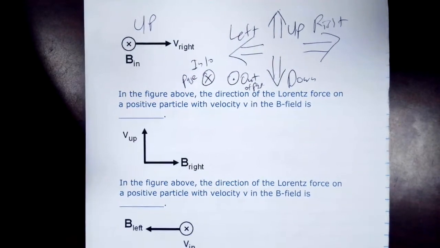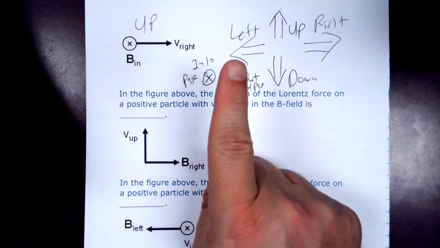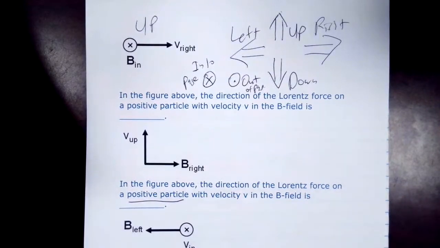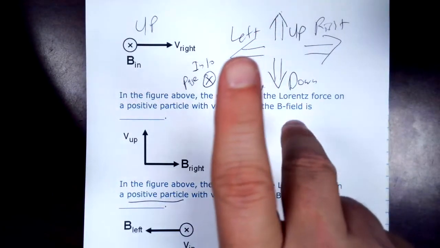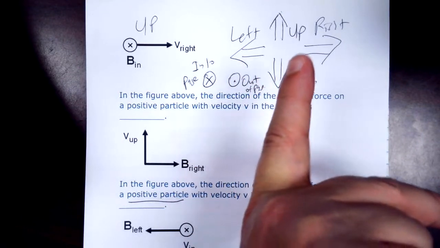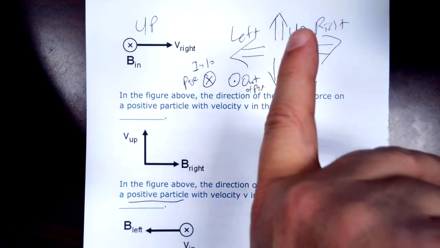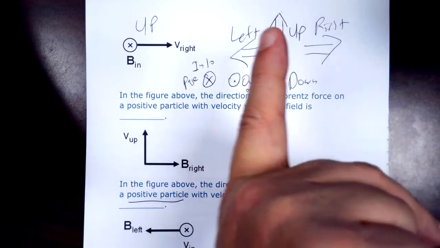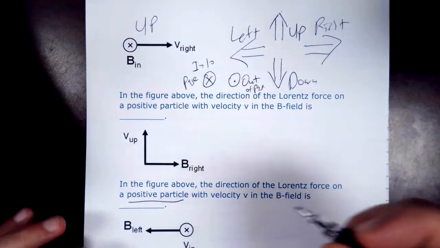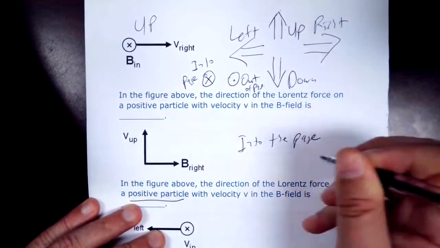All right, let's try this next one. In this case, we take our pointer finger. It is pointing in the direction of the velocity, so it is pointing up. Notice it is a positive charge. So it's pointing up, and then the magnetic field here is pointing to the right. So that means our middle finger should point to the right, and that means my thumb is now pointing into the page. So in this case, velocity is up, the magnetic field is to the right, and so the force is into the page.